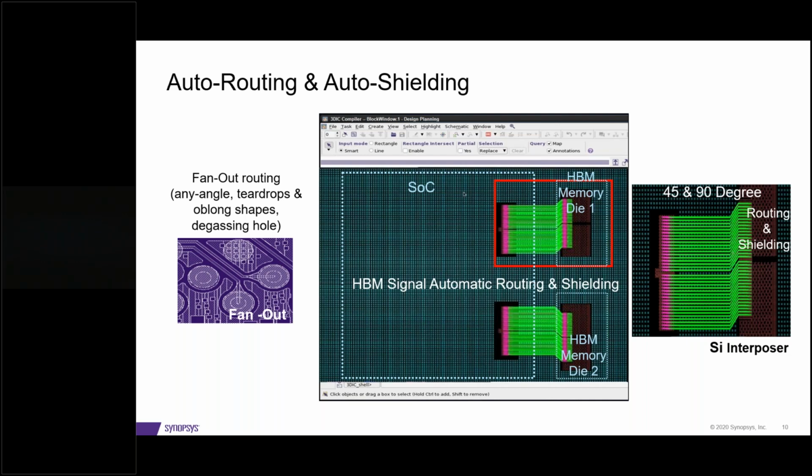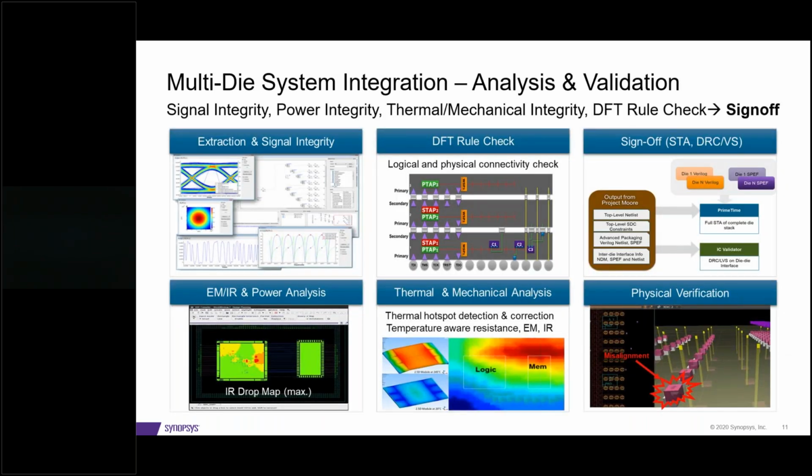Again, you don't want to do those things manually when you have thousands of these signals that need to be connected. You want auto routing and auto shielding, and even in the case of fan out, you want your degassing holes to be automatically placed. Now, these are all signal connection related aspects. You have all those power and ground signals that need to be addressed also. And imagine connecting those manually, connecting from the micro bumps, your hybrid bumps, to your C4 bumps or the copper pillars in order to connect to your package substrate.